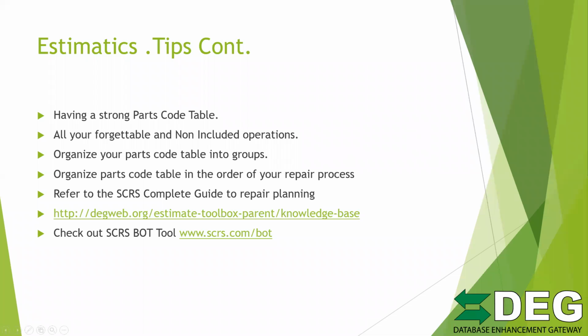Another tip that I like to share with all the repairers out there is having a very strong parts code table, or the manual reference lines or manual entries. Those are where a lot of the operations that repairers are missing are, when I review estimates and repair plans. Those parts code tables can include materials, consumables, and manual line labor operations that are not always specified as selectable operations in the database. So you always want to remember your forgettables and your not included operations.